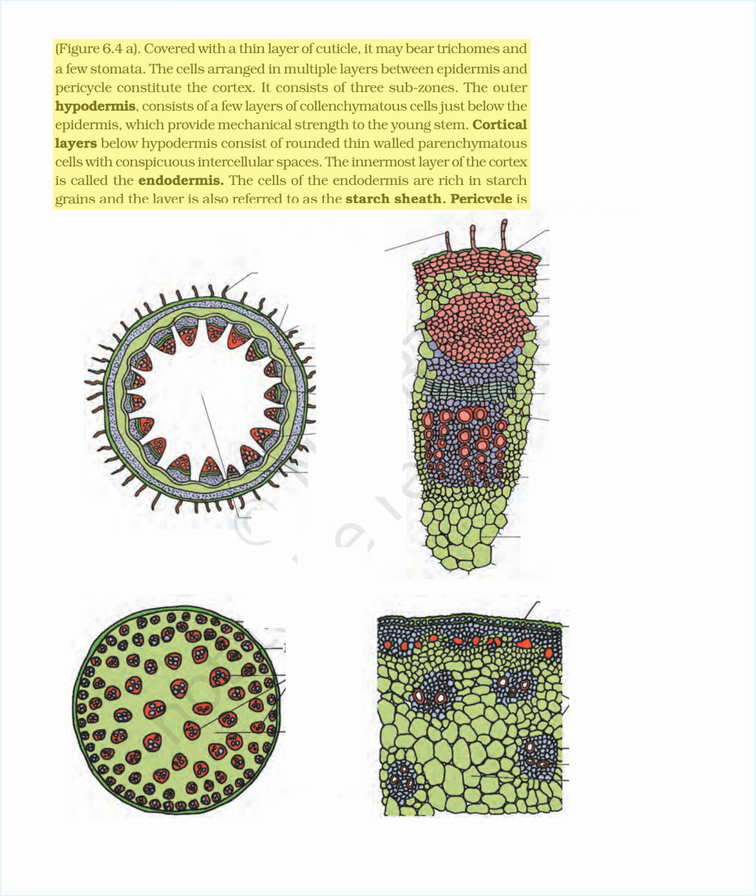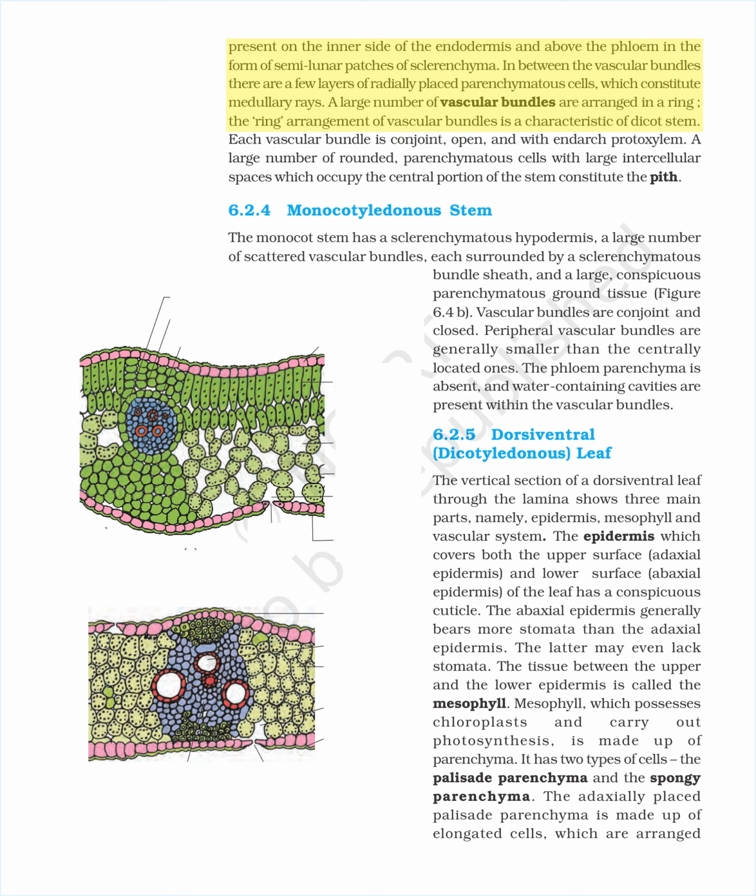The outer hypodermis consists of a few layers of collenchymatous cells just below the epidermis, which provide mechanical strength to the young stem. Cortical layers below hypodermis consist of rounded thin-walled parenchymatous cells with conspicuous intercellular spaces. The innermost layer of the cortex is called the endodermis. The cells of the endodermis are rich in starch grains and the layer is also referred to as the starch sheath. Pericycle is present on the inner side of the endodermis and above the phloem in the form of semilunar patches of sclerenchyma.